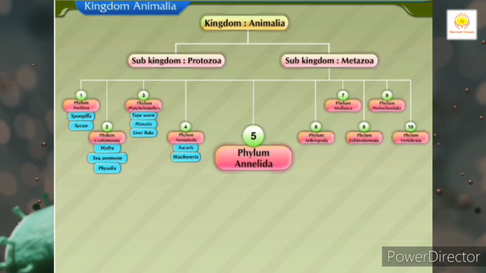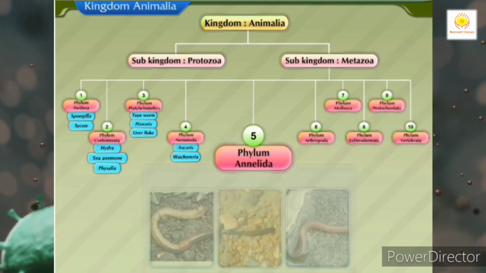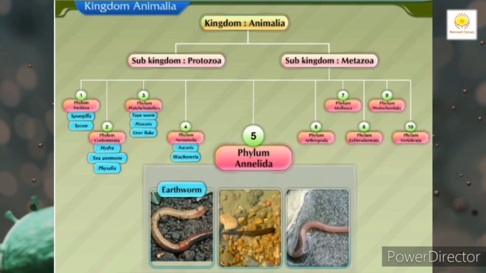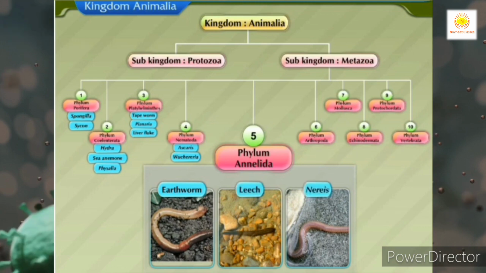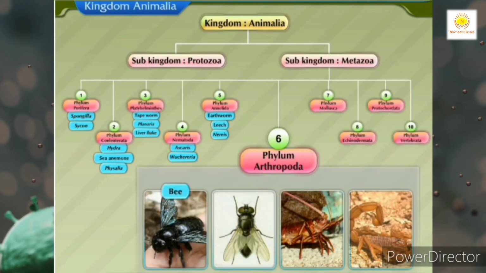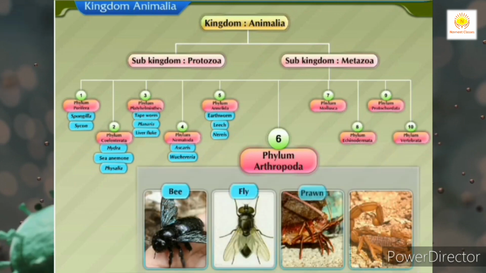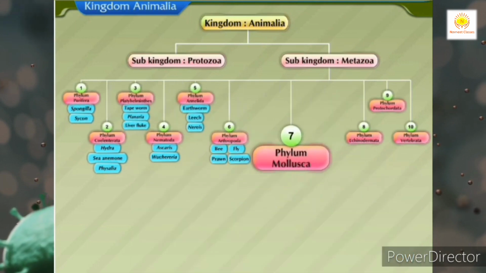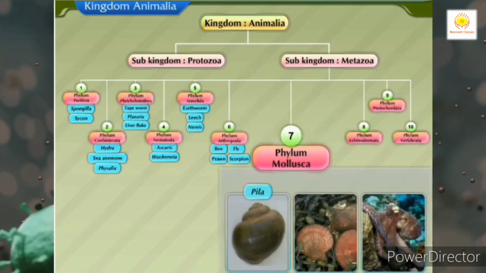5. Phylum Annelida, with typical examples of earthworm, leech, Nereis. 6. Phylum Arthropoda, with typical examples of insects like bees and flies, prawn, scorpion, etc. 7. Phylum Mollusca, with typical examples of pila, bivalve and octopus.